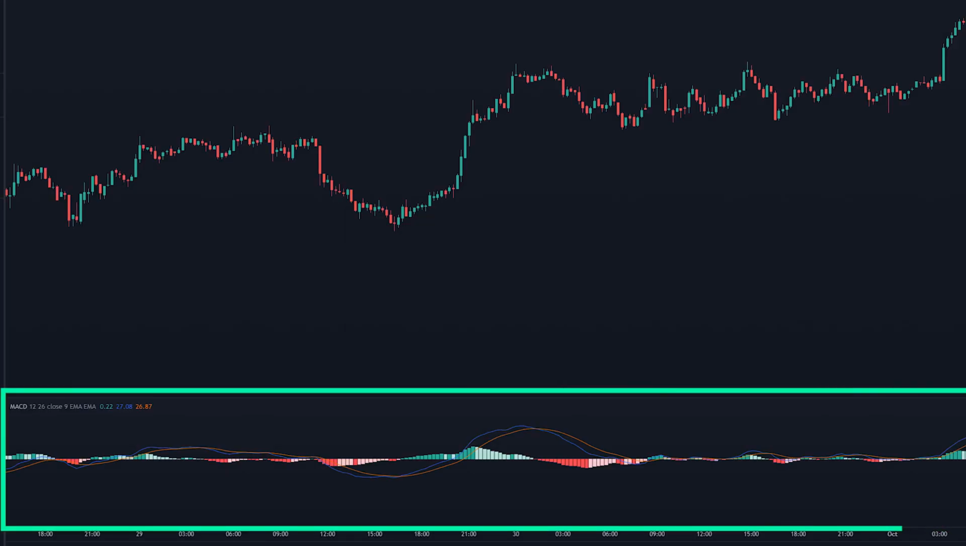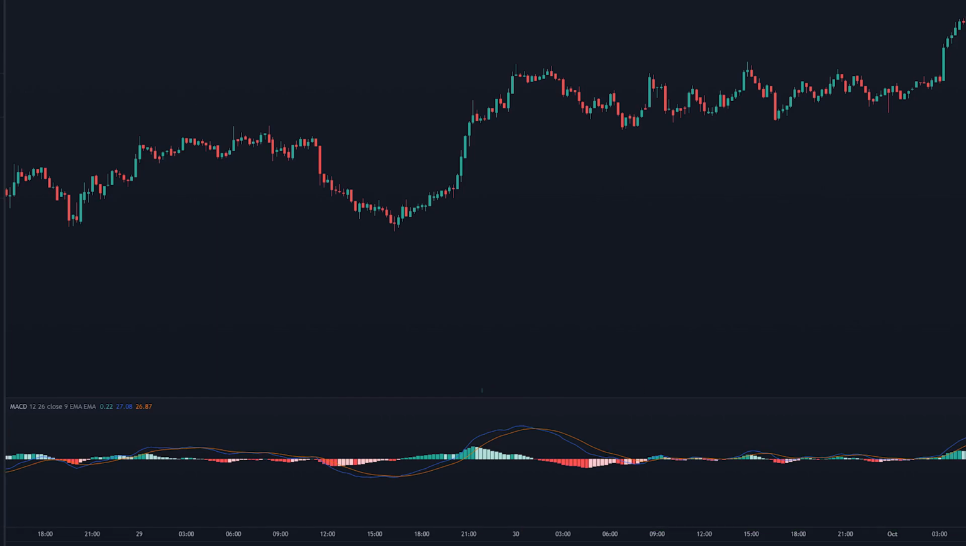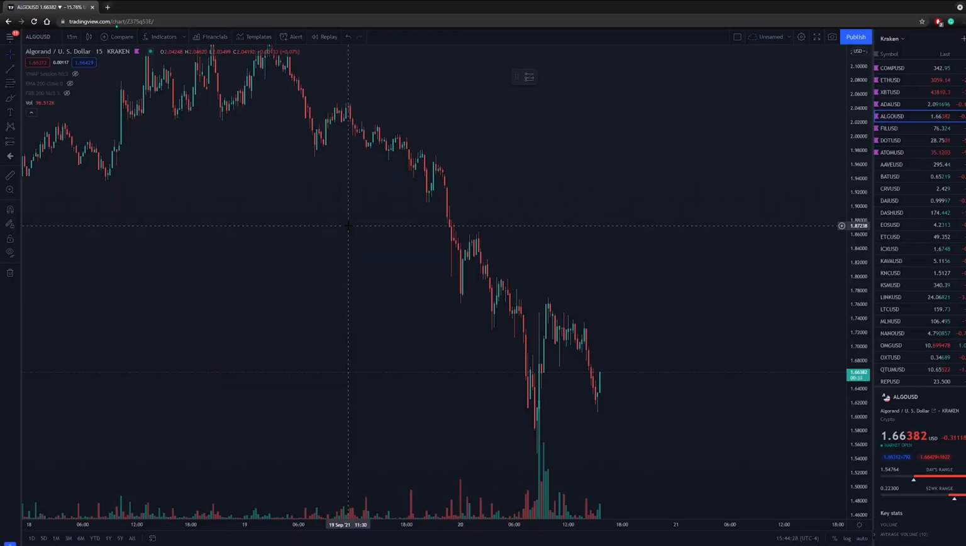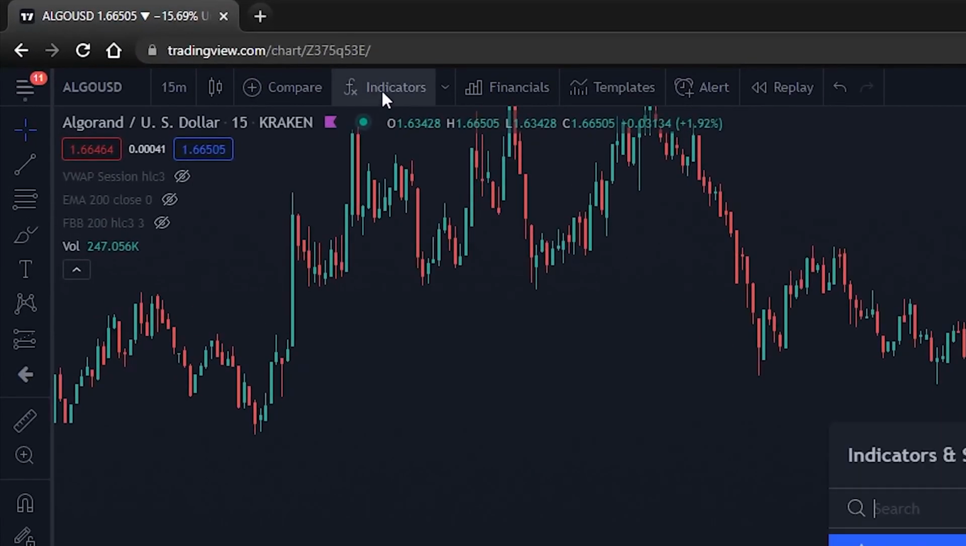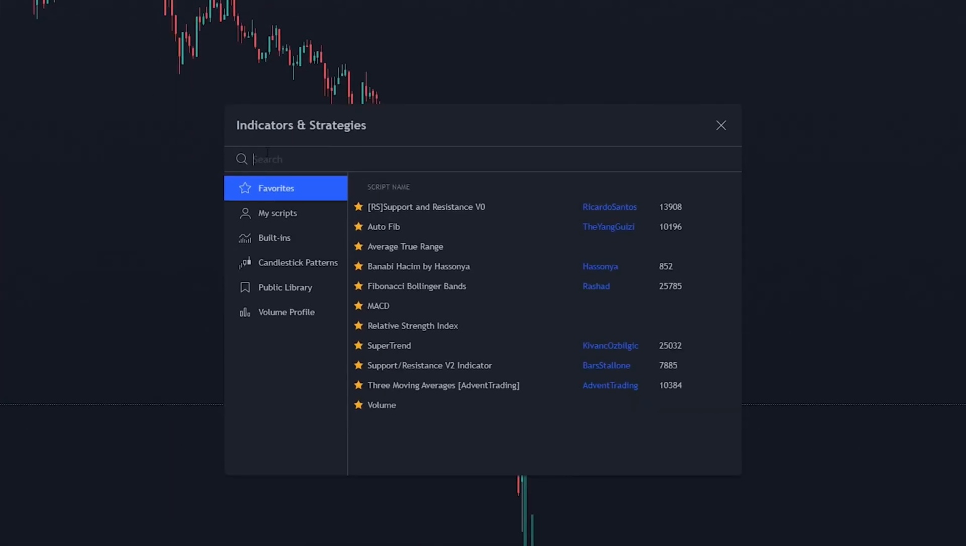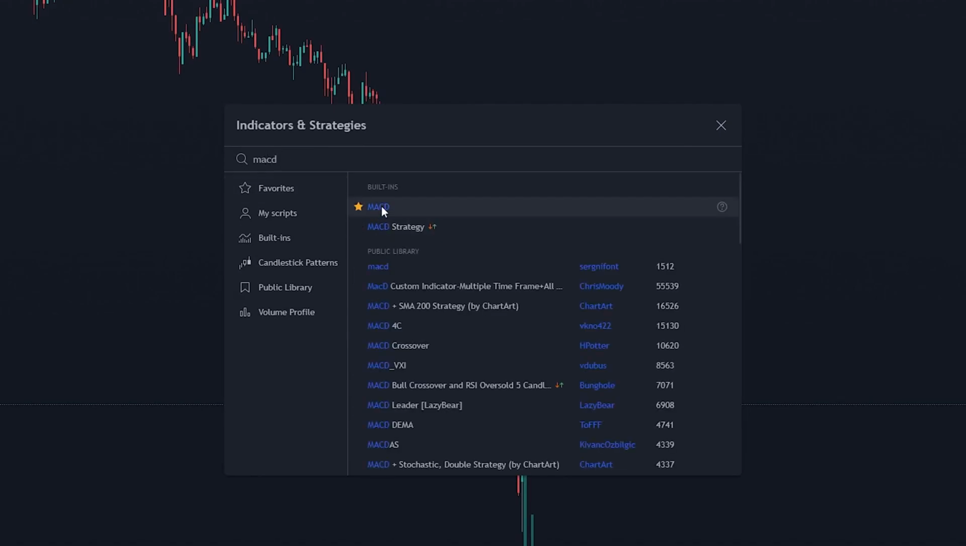First things first, let's add the MACD indicator to our chart. To do that, you're going to go to TradingView or whatever chart website you prefer, and then you're going to go up here to the Indicators tab, type in MACD, and click this top one.